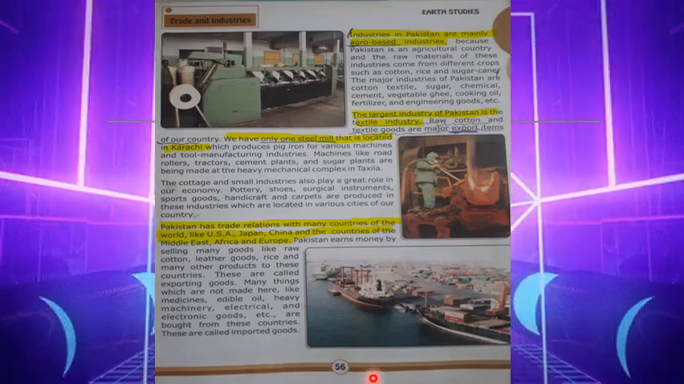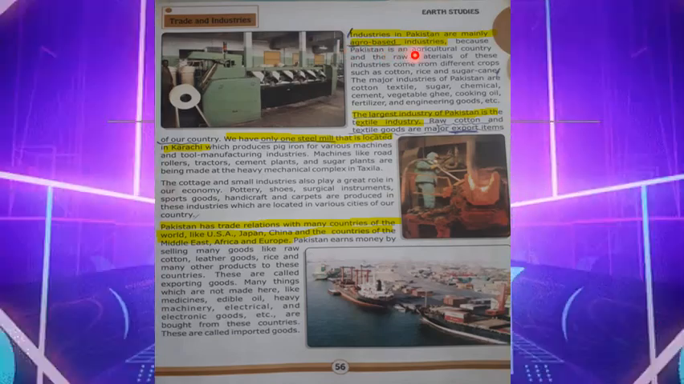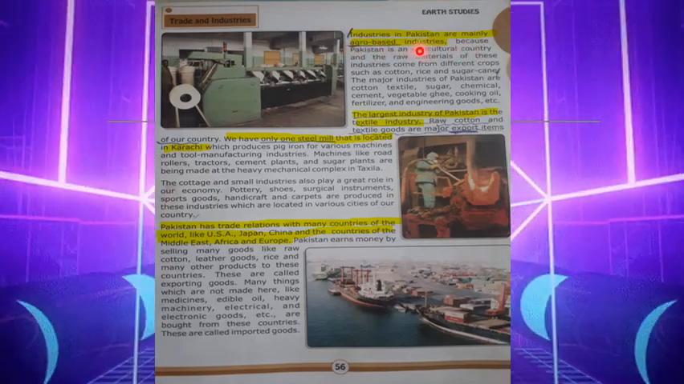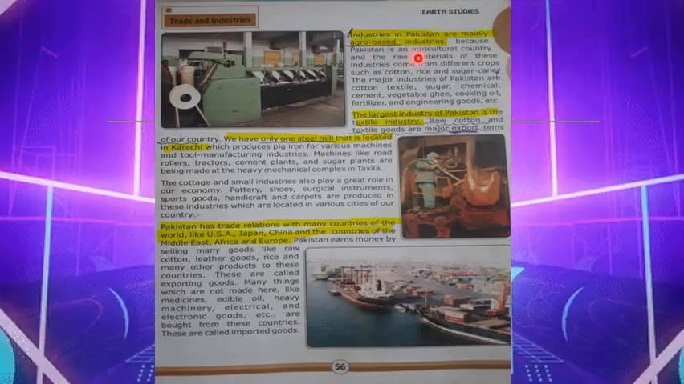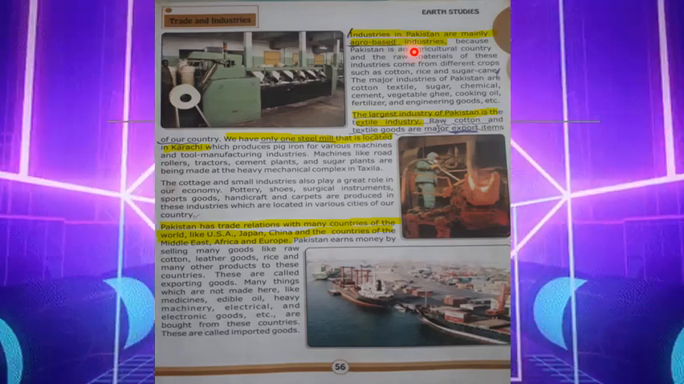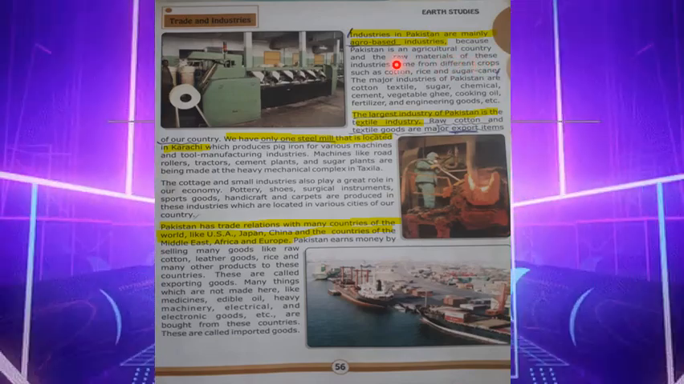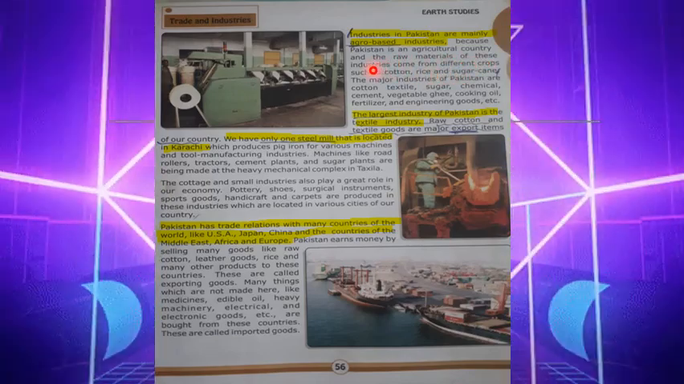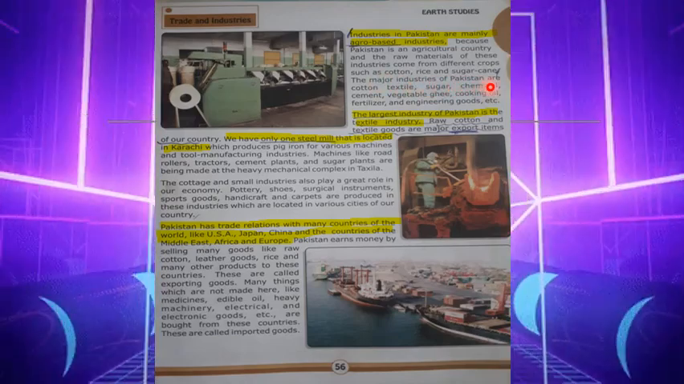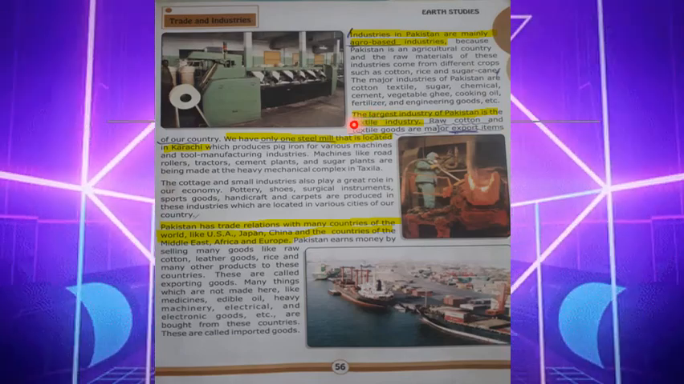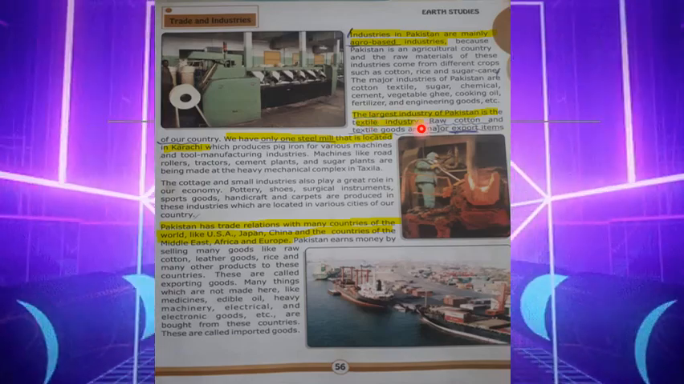Now the next page is page number 56, which starts from the line: industries in Pakistan are mainly agro-based industries. As we have learned in our lectures as well, most of the industries of Pakistan are agro-based. Why? Because Pakistan is an agricultural country and the raw materials of these industries come from different crops such as cotton, rice, sugarcane. Apart from this, this line is also really important: the largest industry of Pakistan is the textile industry.